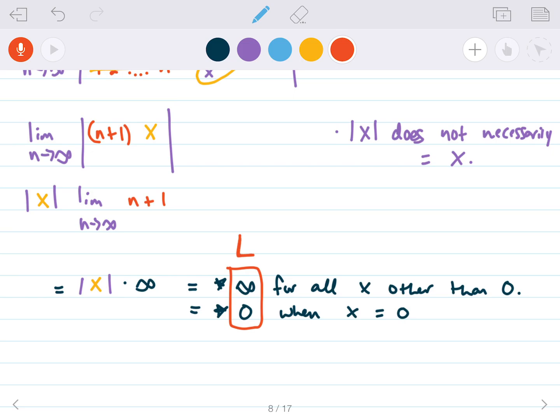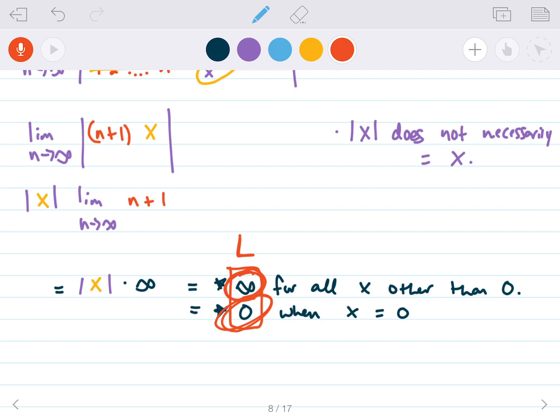And remember what the ratio test says. The ratio test says if your L is greater than 1, it's divergent. Look at this. So this is going to be divergent for every x other than 0. But guess what, guys? This L is less than 1. So it's going to be convergent only for x equals 0.